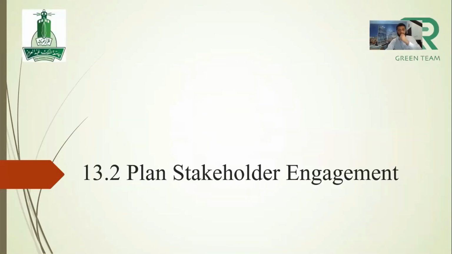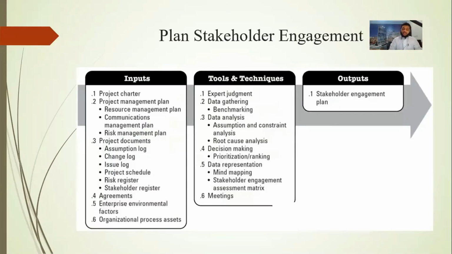Then we have the final thing in planning, which is plan stakeholder engagement. We mean by that, it is the process of developing an appropriate management strategy to engage the stakeholders throughout the project, how you can engage the stakeholders in the project. So we have the inputs here: project charter, master plan, project documents, agreements, even OPA. We have some tools and techniques like expert judgment, data analysis, and data gathering. And we have the output, which is a stakeholder engagement plan.